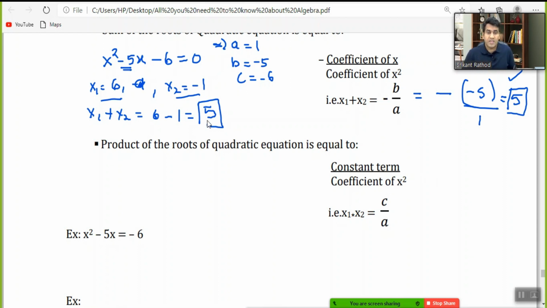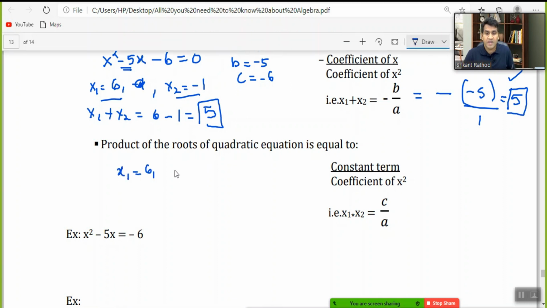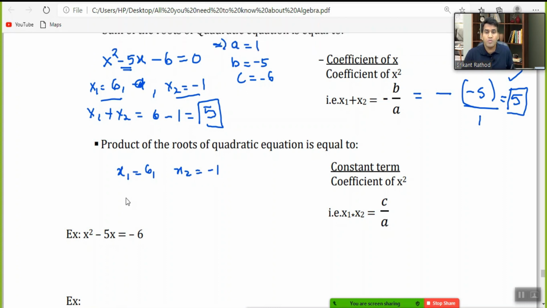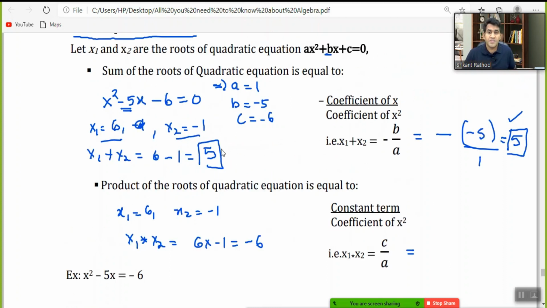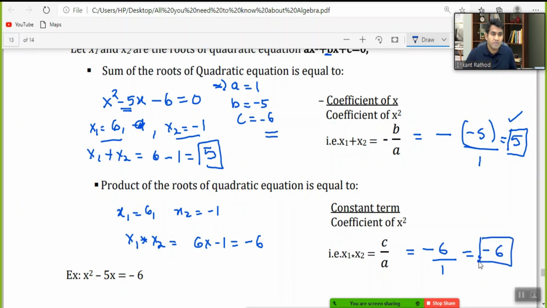So let's take the same example we have, where we got the two roots, x1 as 6 and x2 as -1. When you multiply them, x1 times x2, you will get 6 times -1, that's -6. So instead of doing this, I can directly go to the expression here. The value of c is going to be -6 as per this, and the value of a here is going to be 1. So -6 divided by 1 gives you -6. That's it. So the product of the roots here is -6 and their sum is going to be 5.